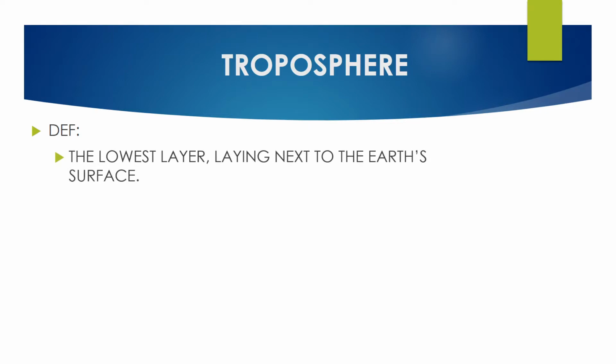The troposphere is the layer you live in. It is the layer that you're going to spend your entire life in. Unless you decide to travel into space, you're going to spend your entire life in this layer of the atmosphere. Okay, it is the lowest layer. It is the one that surrounds the Earth's surface.